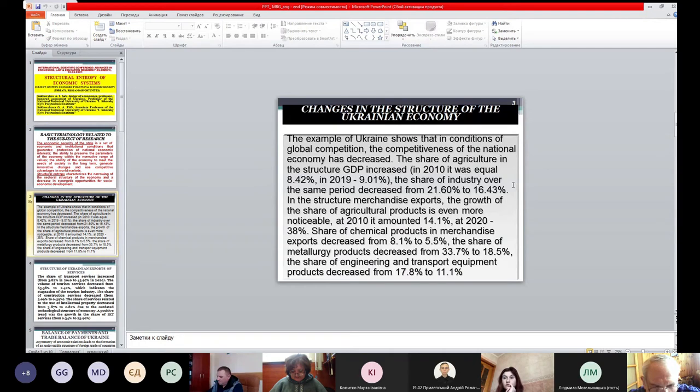Slide three. In the structure of merchandise export over the past 10 years, the share of agricultural products increased to 38%. At the same time, the share of chemical and metallurgy products, engineering and transport equipment decreased. The share of transport services increased to 44%, but the share of services related to the use of intellectual property decreased due to the outdated technological structure of the economy. A positive trend was the growth in the share of ICT services.